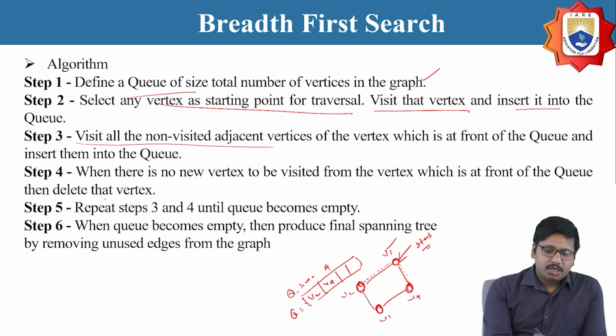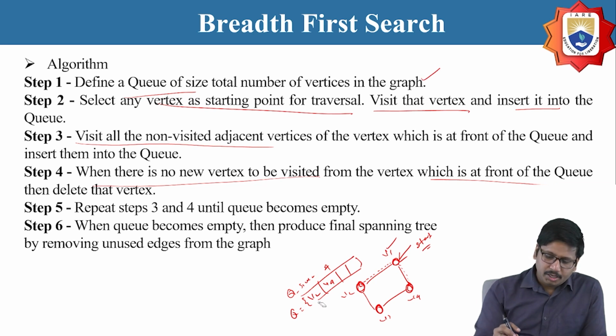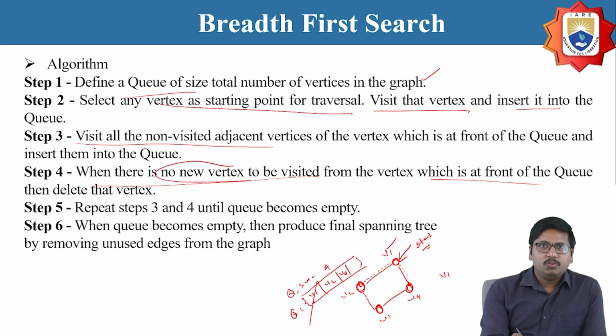Okay. So whenever no new vertex is going to be visited from the vertex which is at the front of the queue, we have to delete the vertex. So the initial vertex, let's say V1, has adjacent vertices V2 and V4. Whenever this vertex has no more adjacent vertices, we have to delete it from the queue. Okay, so that is step 4. So whenever there is no new vertex to be visited from the vertex which is at the front of the queue, we have to delete that vertex.